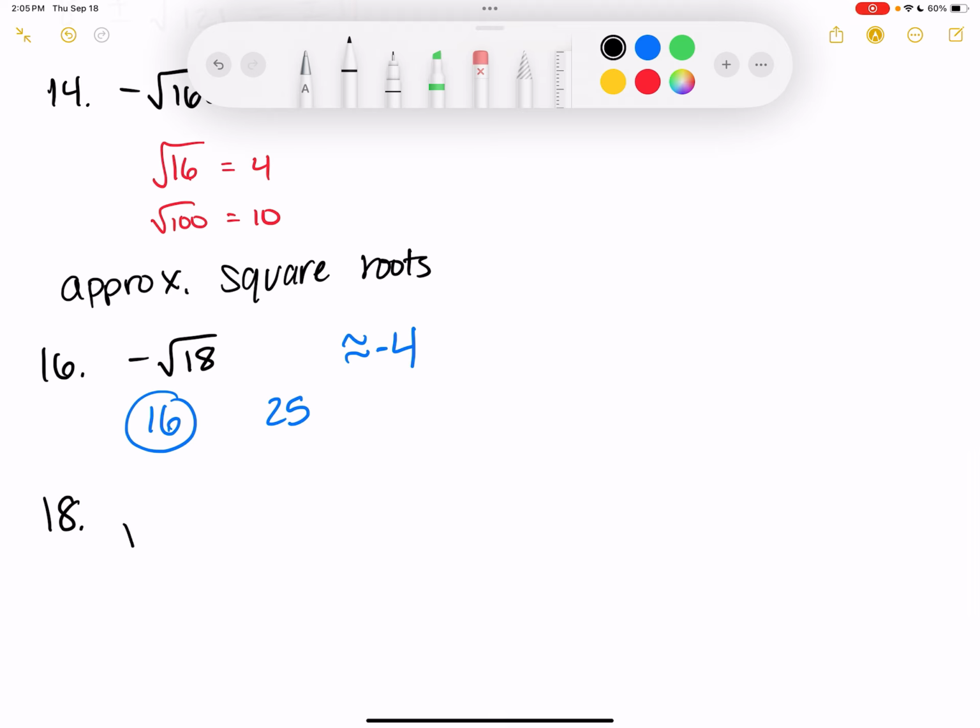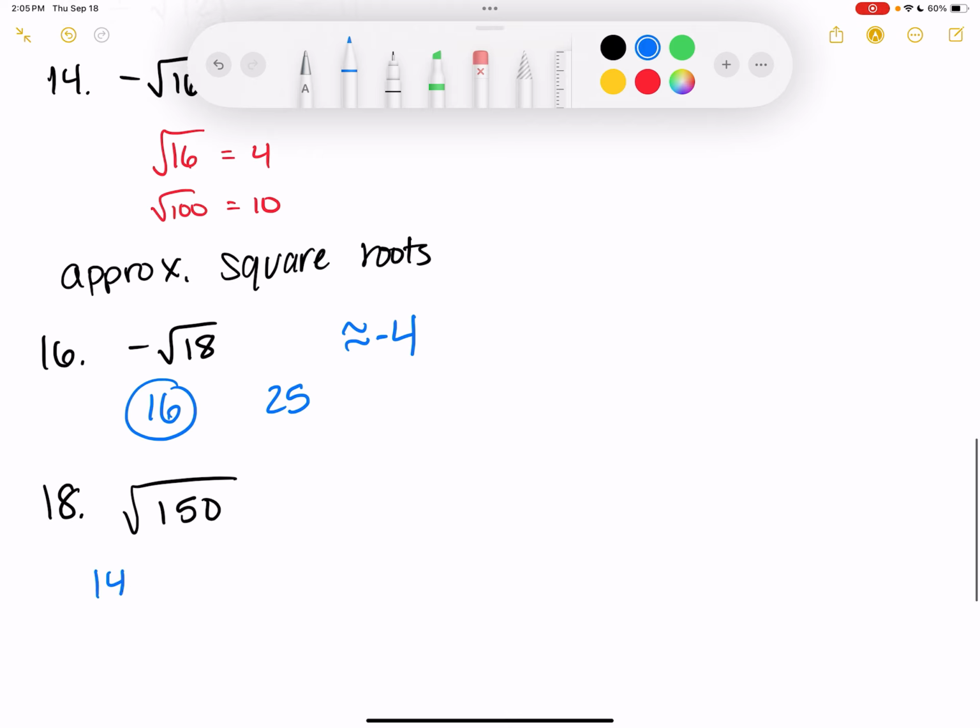The square root of 150. Well, what do we know on either side of 150? 12 and 13, so we know 144 and 169. Which one is 150 closer to? 144, so this is going to be equal to 12. Or I guess I should say approximately.